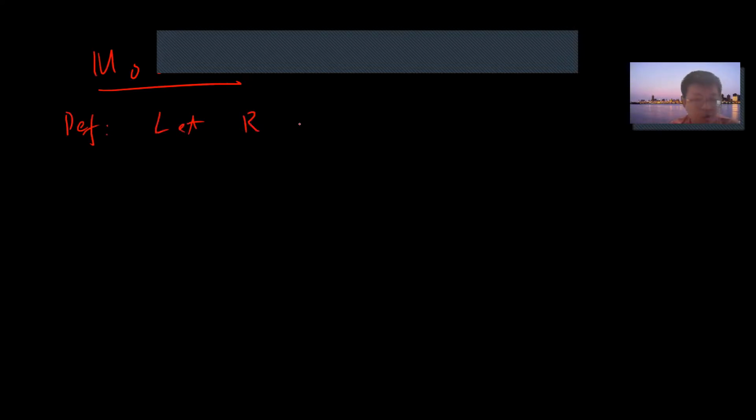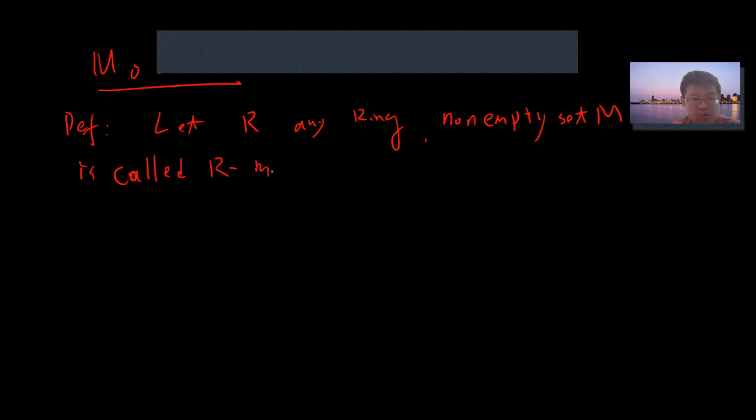Let R be any ring. R can be any ring. Usually we talk about commutative rings with identity, but we are not restricted to such examples. Then you have a non-empty set, let's call it M. It is called an R module if the following is true. Basically you need to give the criteria.